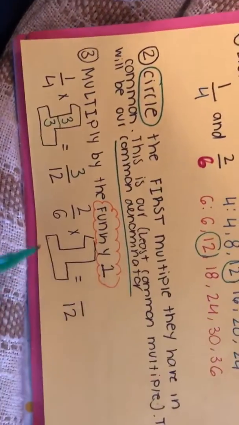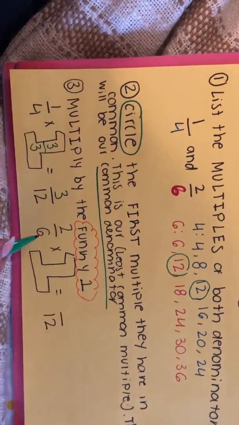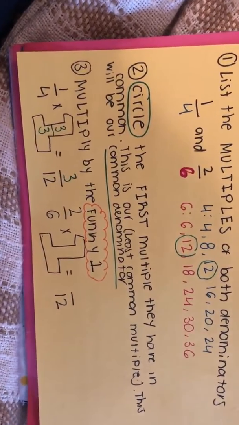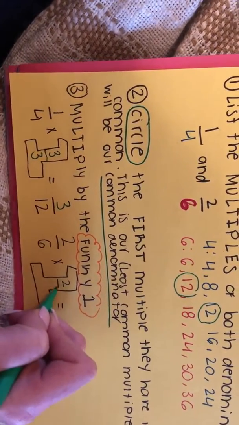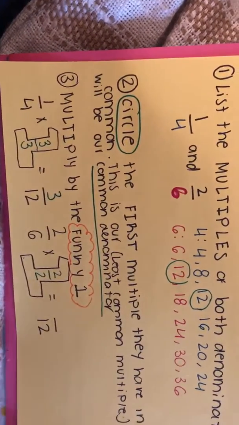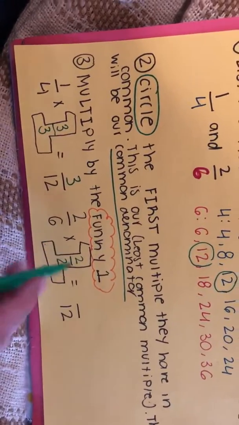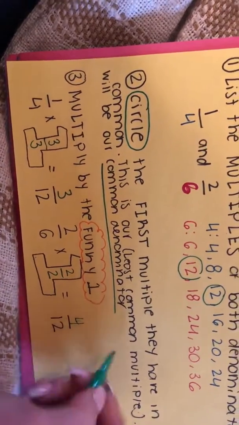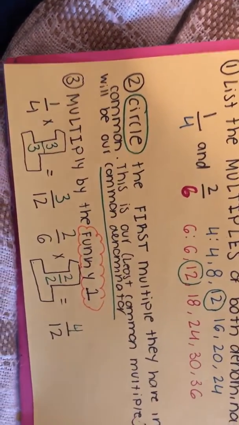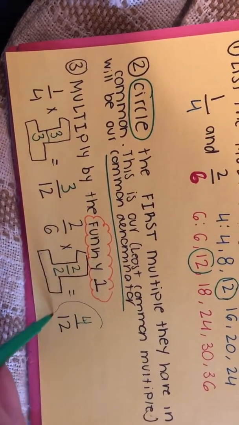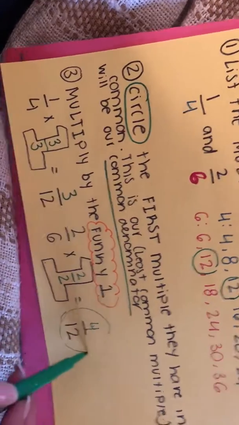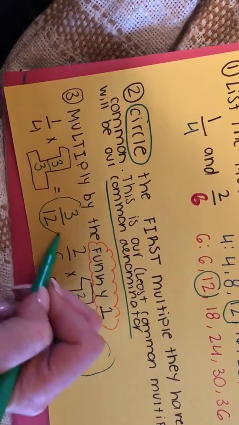And then I'm going to do the same for 2/6. So 6 times what is equal to 12? Oh, I know that. It's 2. So inside my funky 1 goes 2 over 2. And then you multiply across. 2 times 2 is 4. 6 times 2 is 12, our common denominator. So we found equivalent fractions, 4/12 and 3/12.